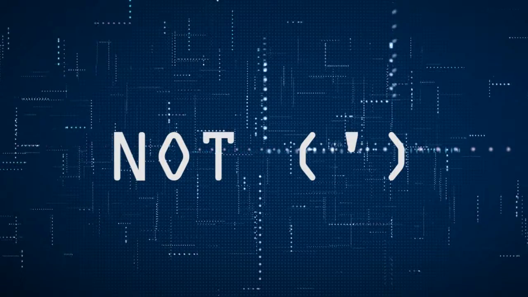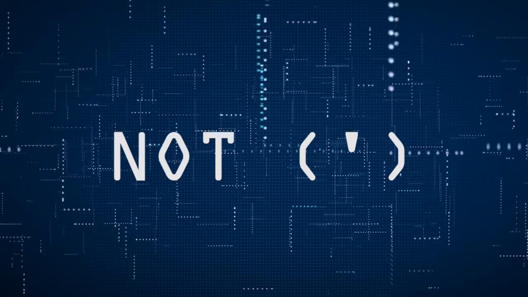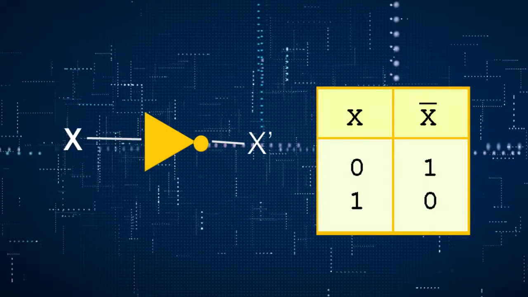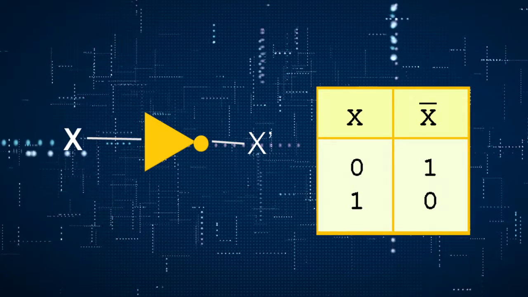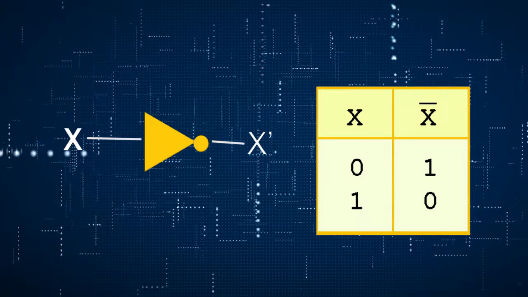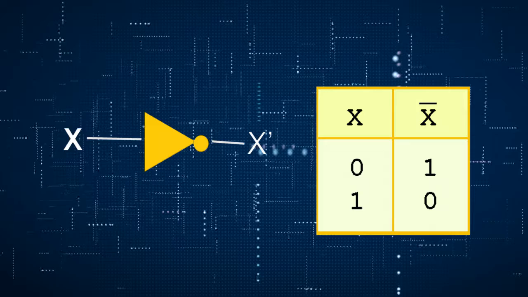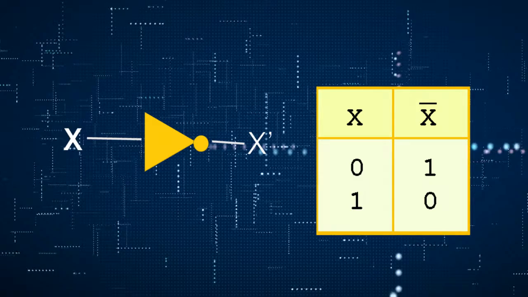The NOT function is represented with a prime or with a line above the variable, and it negates the input of the variable. For example, if you have 0 in the input, you will have 1 in the output.